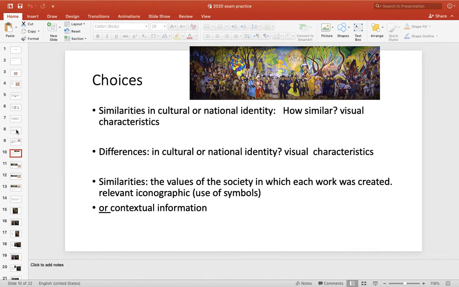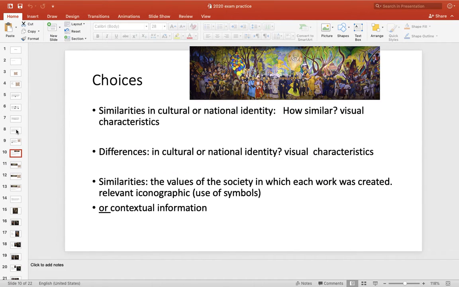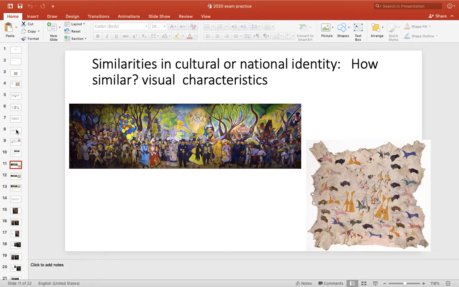So what does this mean? When you go in, you could do a compare and contrast. Sometimes it's easiest just to follow the prompt. So the first point is to talk about similarities in cultural and national identity. How are they similar? Visual characteristics. When they say visual characteristics, that's the form, you just look at it. What do you see? Those are the visual characteristics.